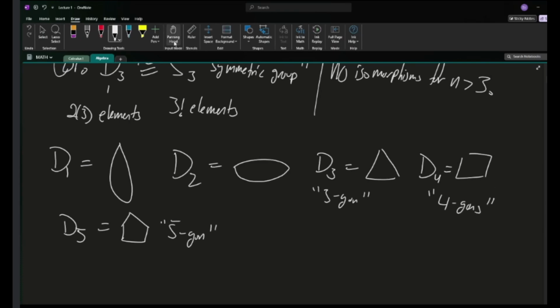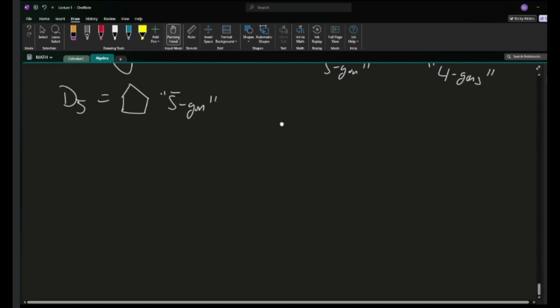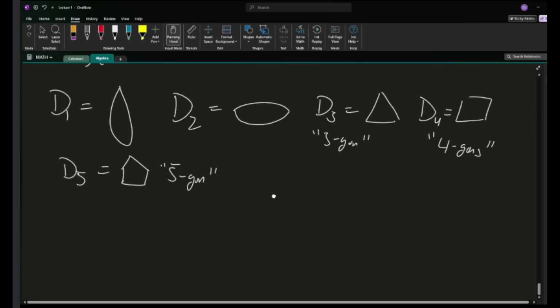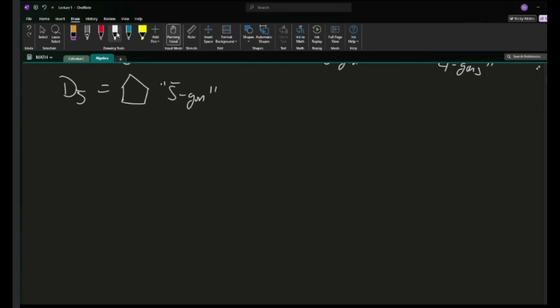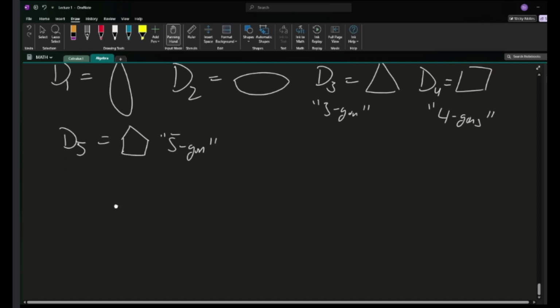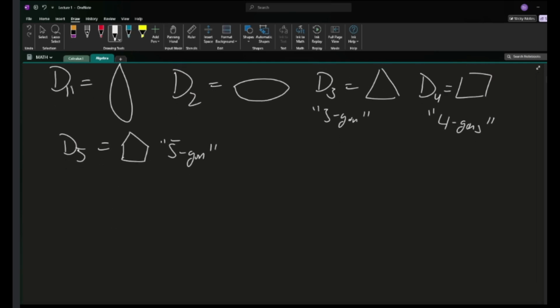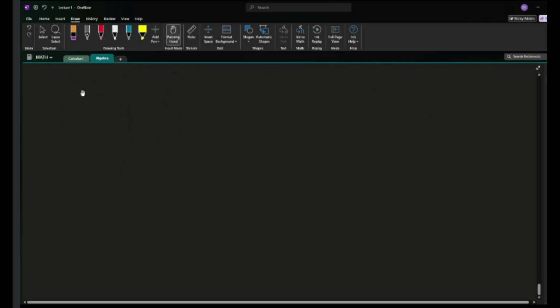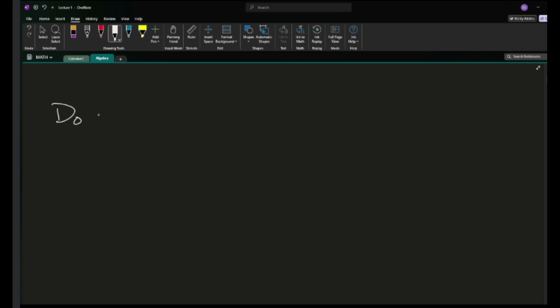So if an algebraist ever comes up to you and goes, "Oh, look at that 3-gon," or "Look at that 1-gon," think of these as just dihedral groups. Why wouldn't D1 be a circle? D1 wouldn't be a circle because it has no edges. These dihedral groups are specifically counting the number of edges each has. So a circle would be similar to D0 because it has no edges.